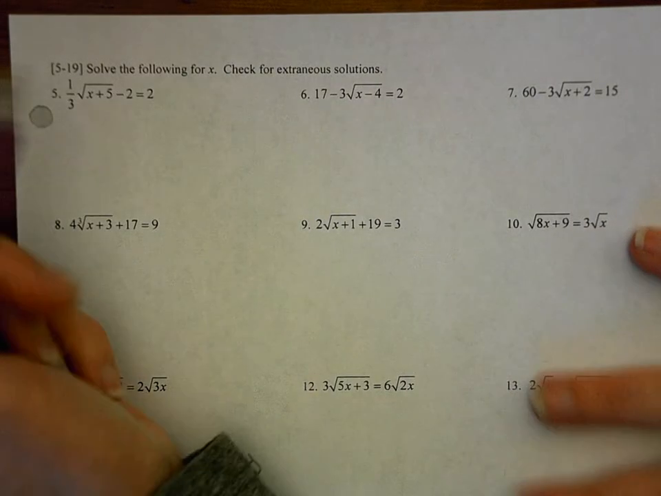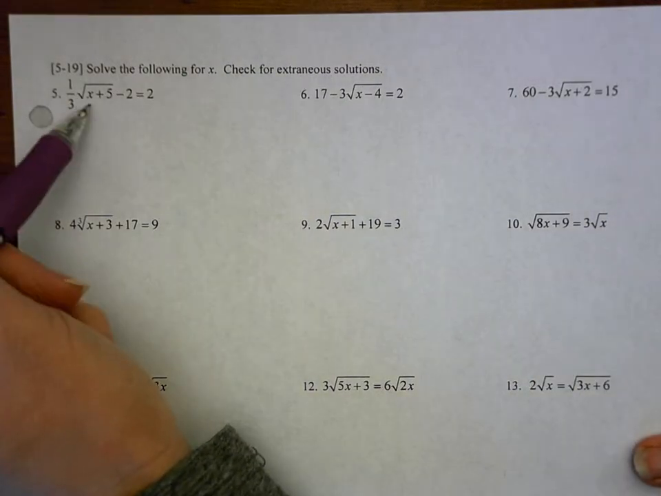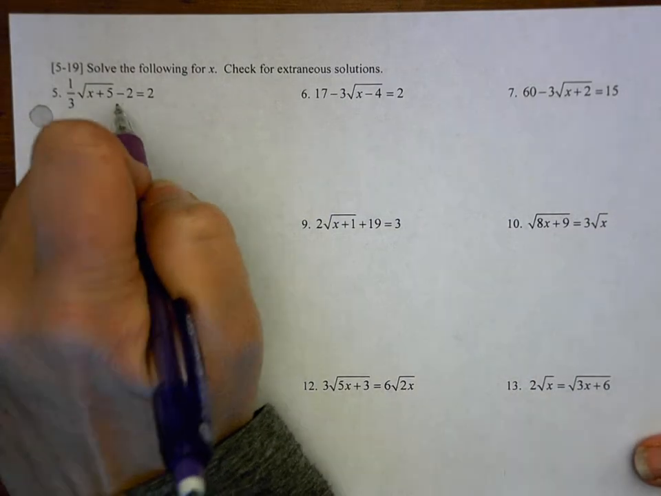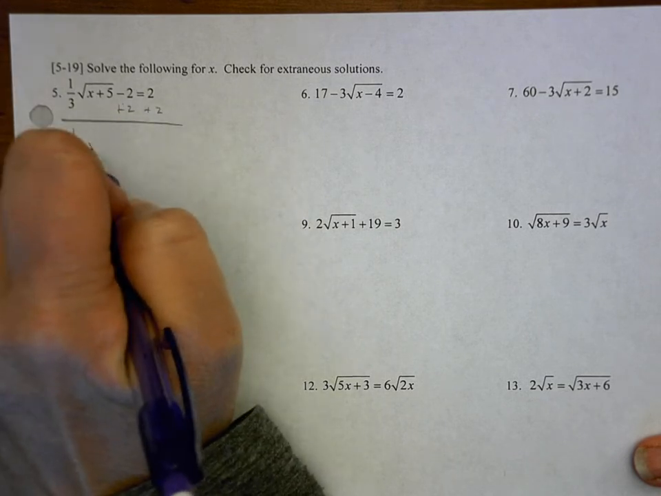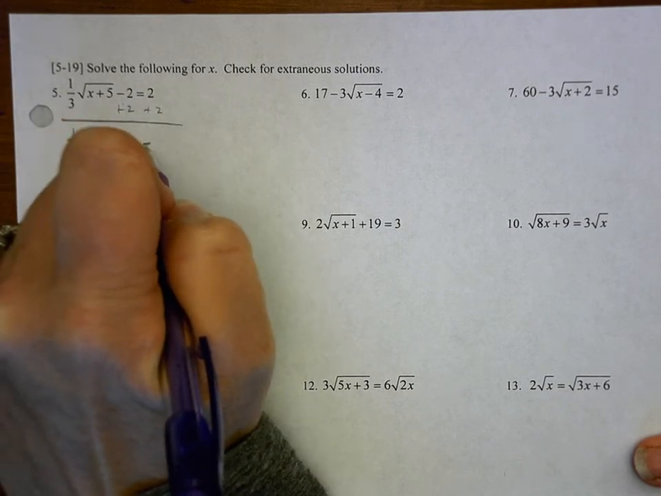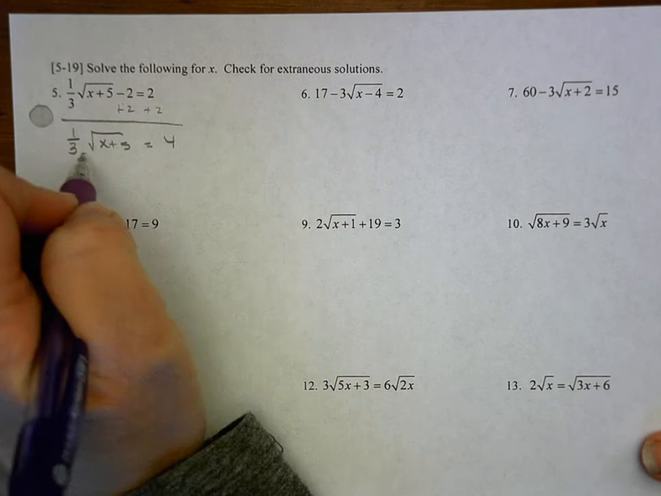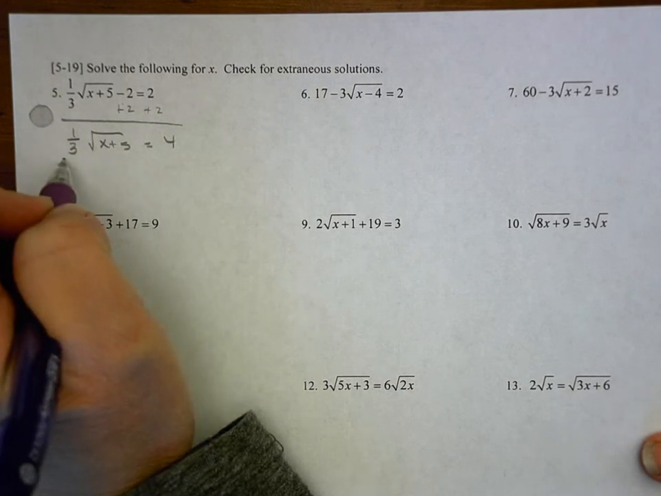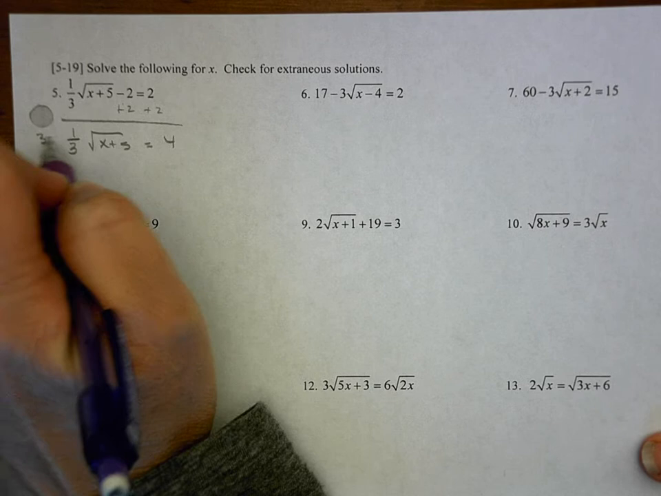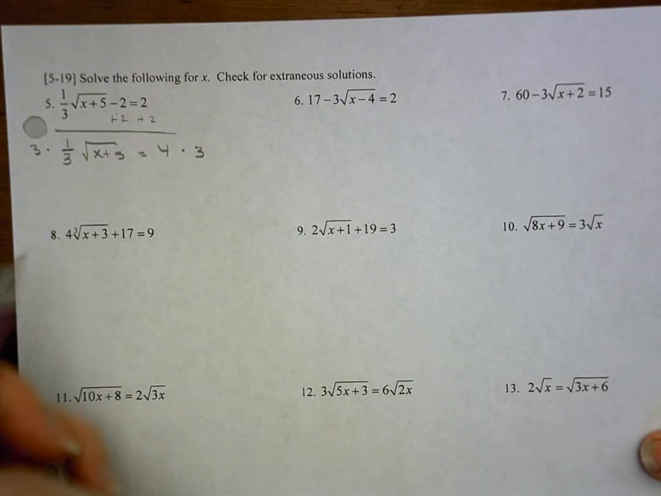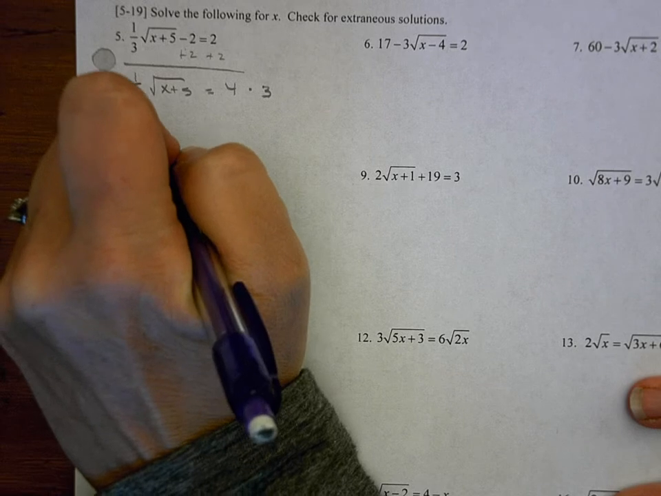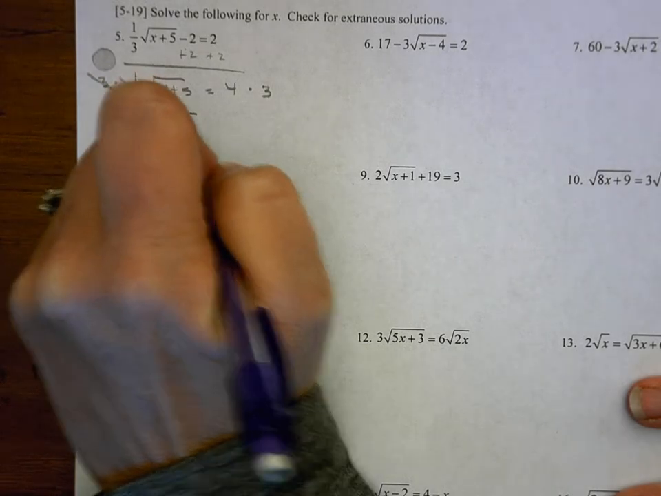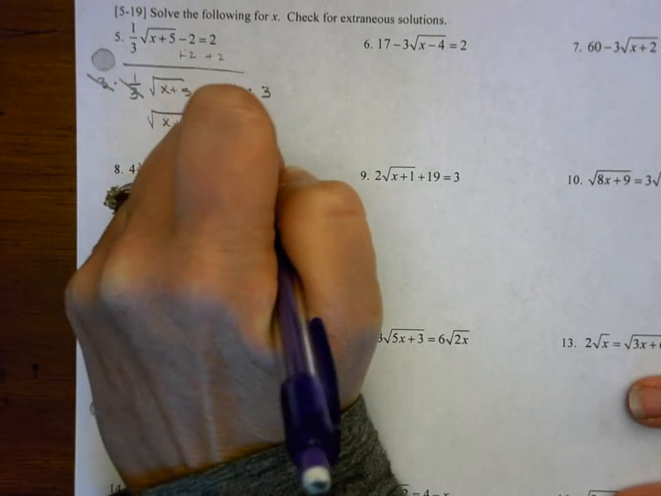So I want to solve, so I want to isolate the radical. So I'm going to add 2 first, right? So any number outside of the radical, I need to move first. So 2 plus 2 is 4. And then to get rid of the 1/3, I'm still trying to get rid of the radical, I'm going to multiply by 3. So 3 over 1. So that cancels to 1. And then 4 times 3 is 12.